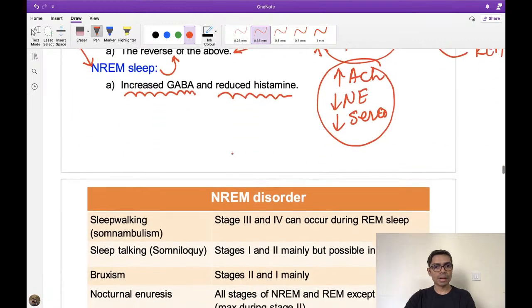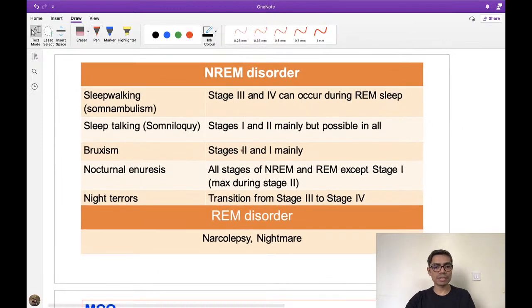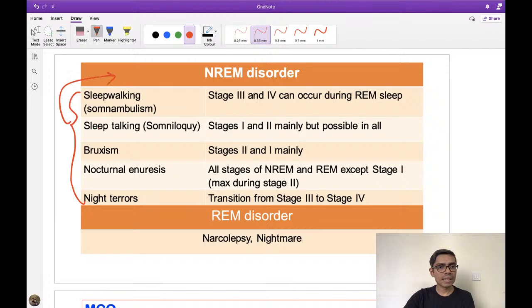So someone asked me what the different disorders are. This is the list of sleep disorders that I have kept here. The non-REM sleep disorders are sleepwalking, sleep talking, bruxism, nocturnal enuresis and night terror. All of them are non-REM sleep disorders. I have also written the stage in which each disorder occurs. Bruxism is mainly stage 2, nocturnal enuresis can happen in all stages, and night terror occurs at the transition from stage 3 to stage 4.